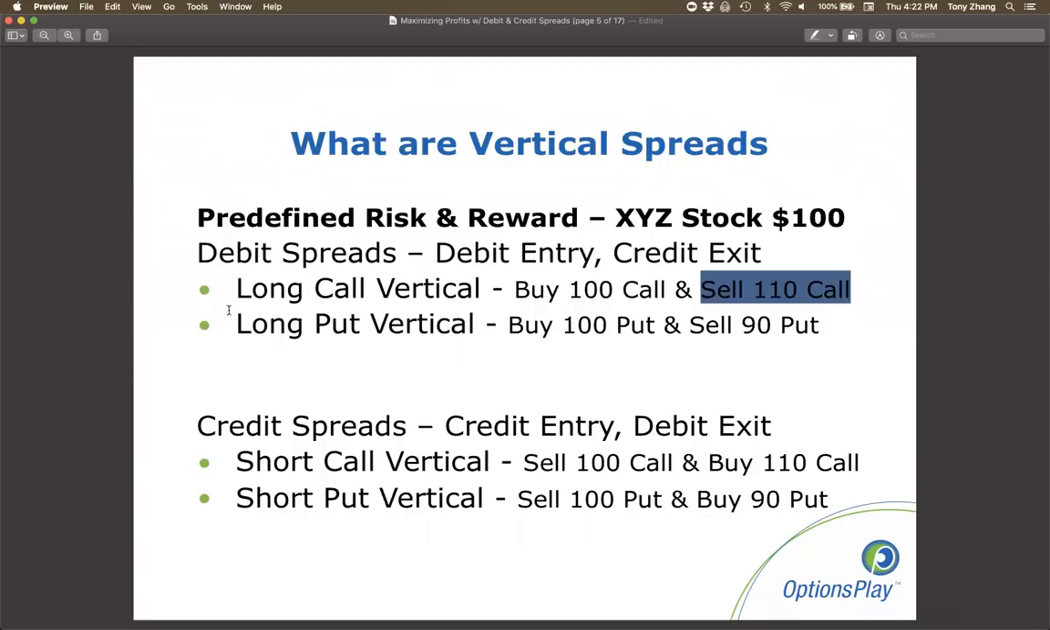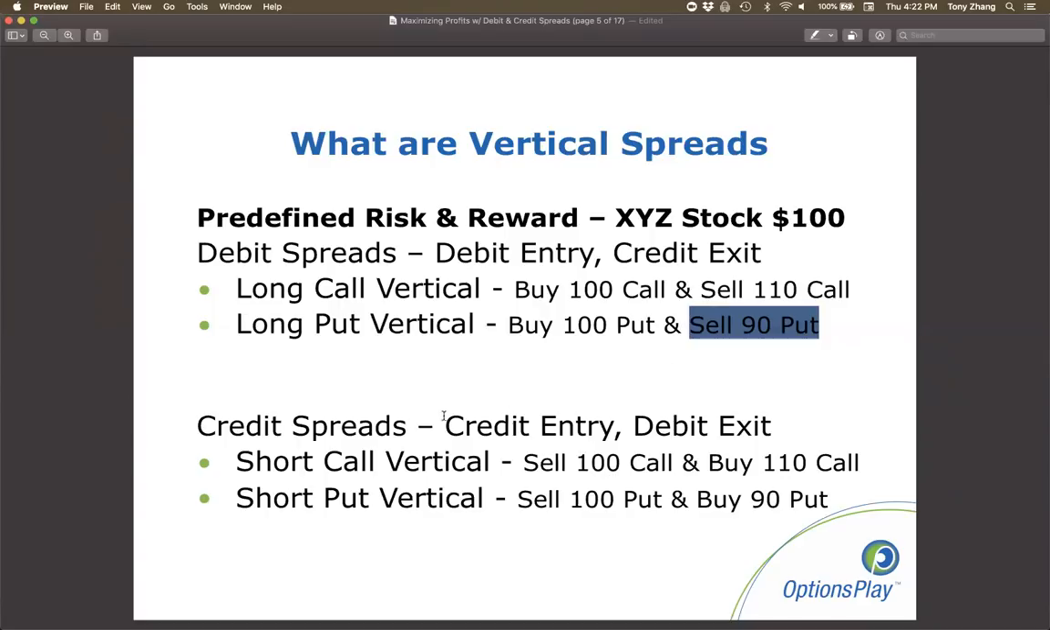On the bearish side is a long put vertical. This is where we're buying a $100 put, so an at-the-money put, and we're going to sell a lower put against it, a $90 put. If you want to learn more about this specific strategy, we actually do have a webinar just on debit spreads alone. So if you want to learn more about debit spreads, please take a look at that recording.